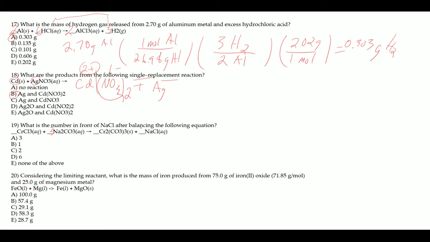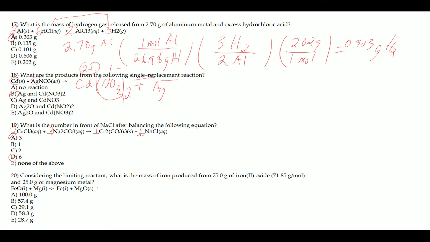19 is a balancing one. I should get D, 6, after these are all accounted for. 2, 3, 1, 6. 20 is a limiting reactant.